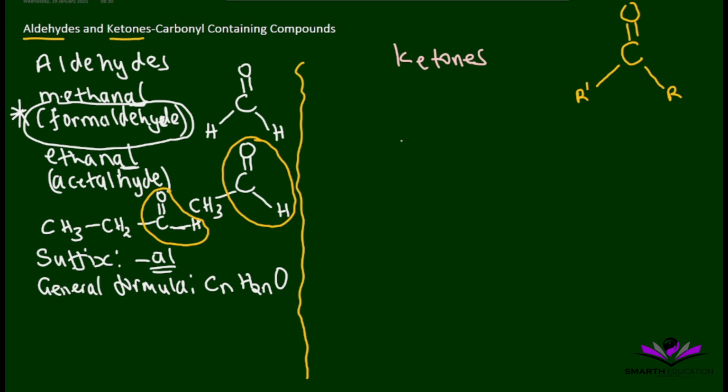Let's go to ketones. Right, in ketones, this carbonyl group is in the middle of what? Of the carbon chain. A good example would be propanone. We have the carbonyl group, and then we have the CH3 there, and then we have the CH3 there. This is an example of ketone. The carbonyl group is in the middle of the chain.